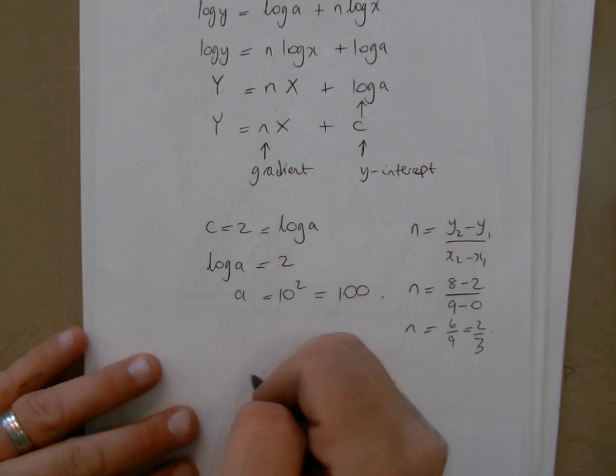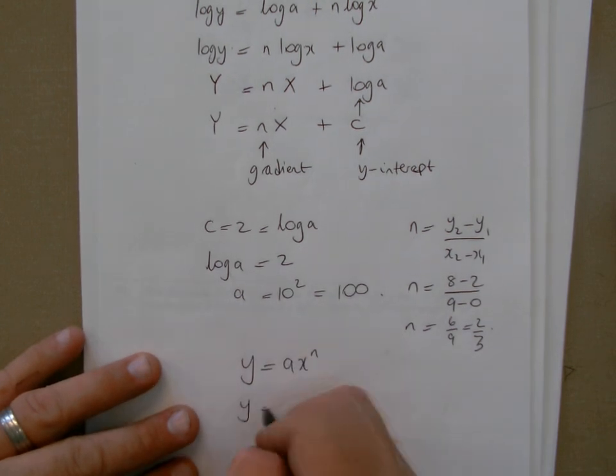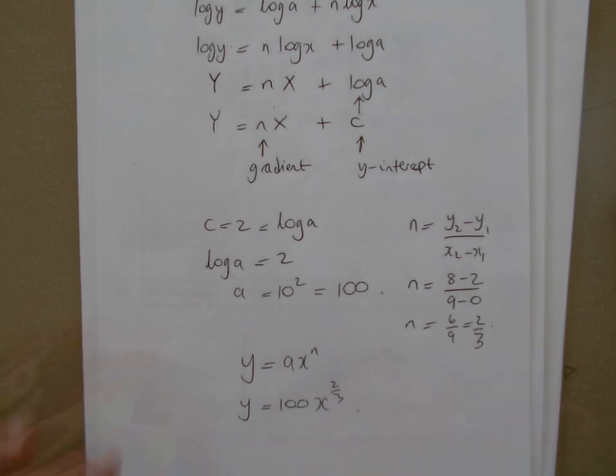So remember, the format is y equals ax to the power n. My a is 100, x to the power n, and my n is 2/3. So we're done. We've got y equals 100x to the power 2/3.